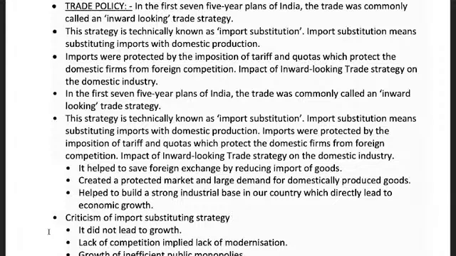Criticism of the import substituting strategy: it did not lead to growth, lack of competition implied lack of modernization, and growth of inefficient public monopolies. It did not lead to efficiency.